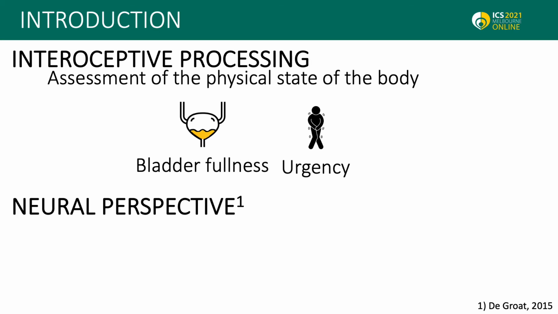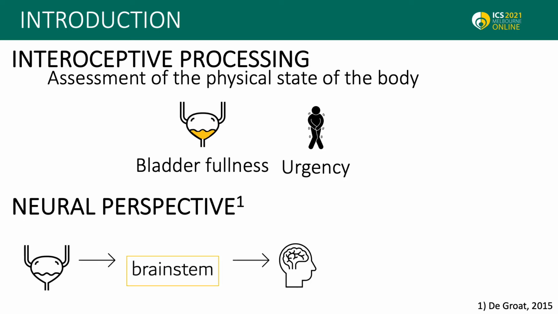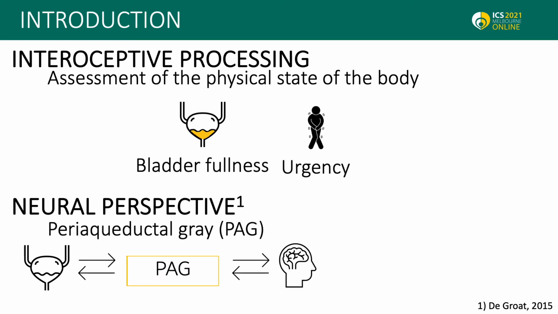From a neural perspective, this means that during the storage phase, visceral sensory information is relayed from the bladder through the spinal cord to the brainstem and from there on out to higher brain areas. In these higher brain areas, the bladder sensations are processed and our attention is shifted to our bladder when needed. A brainstem structure that is known to be involved in controlled micturition and interoceptive processing of bladder sensations is the periaqueductal gray, or the PAG. Because of its very central location in the cycle, it functions as a relay station and a gatekeeper.